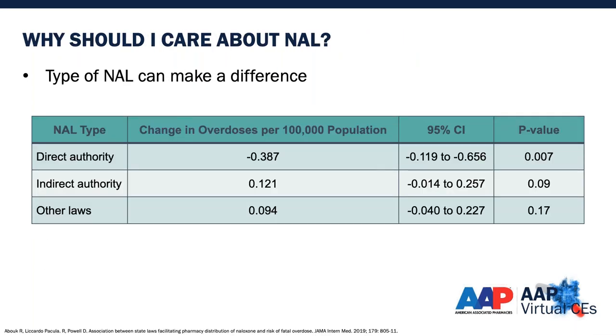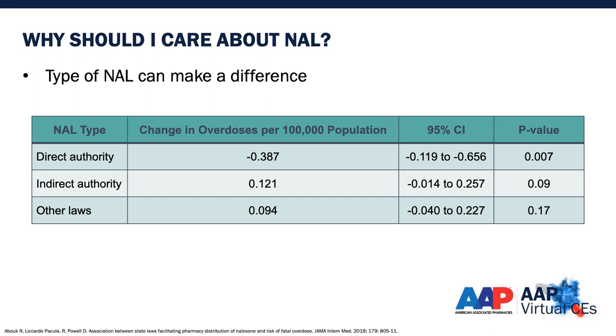So keeping on, why should I care about naloxone? They really can make a difference. So if we look at those three buckets of naloxone access laws, the direct authority, the indirect, or the other, that good, better, best, with direct authority being the best. If we look at the change in overdose per 100,000, we see a substantial change with the direct authority, where states are able to act more broadly and get more engaged. And again, I don't want you to focus on, you may say to yourself, well, I'm in a state that's indirect authority, and that one didn't have a negative, so that one didn't make a difference.